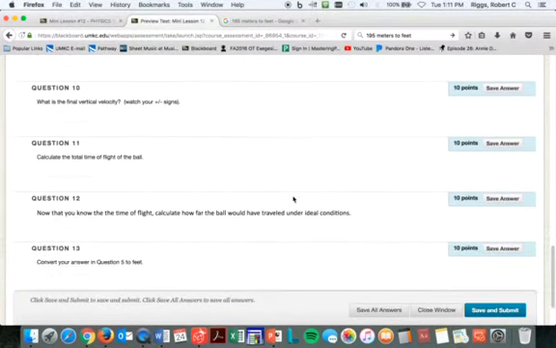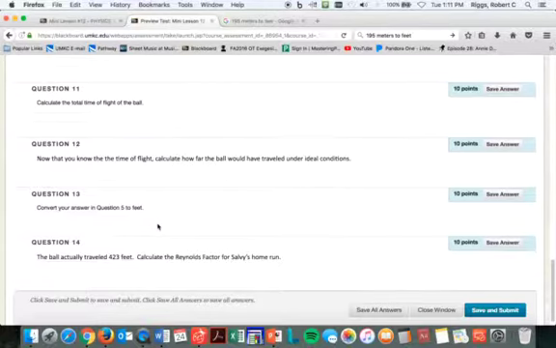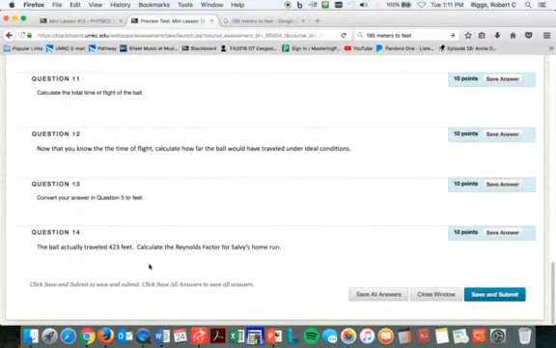So that's our undergrad: convert your answers to feet. So how far did our ball travel? On our question 11, it'd be 195 meters. Well, the time is total time. 12 is this. 13 is the 640 feet that we just did. And then 14 is, this ball actually traveled 454 feet, right? Or 452 feet. So to calculate the Reynolds factor, all right, so 14.